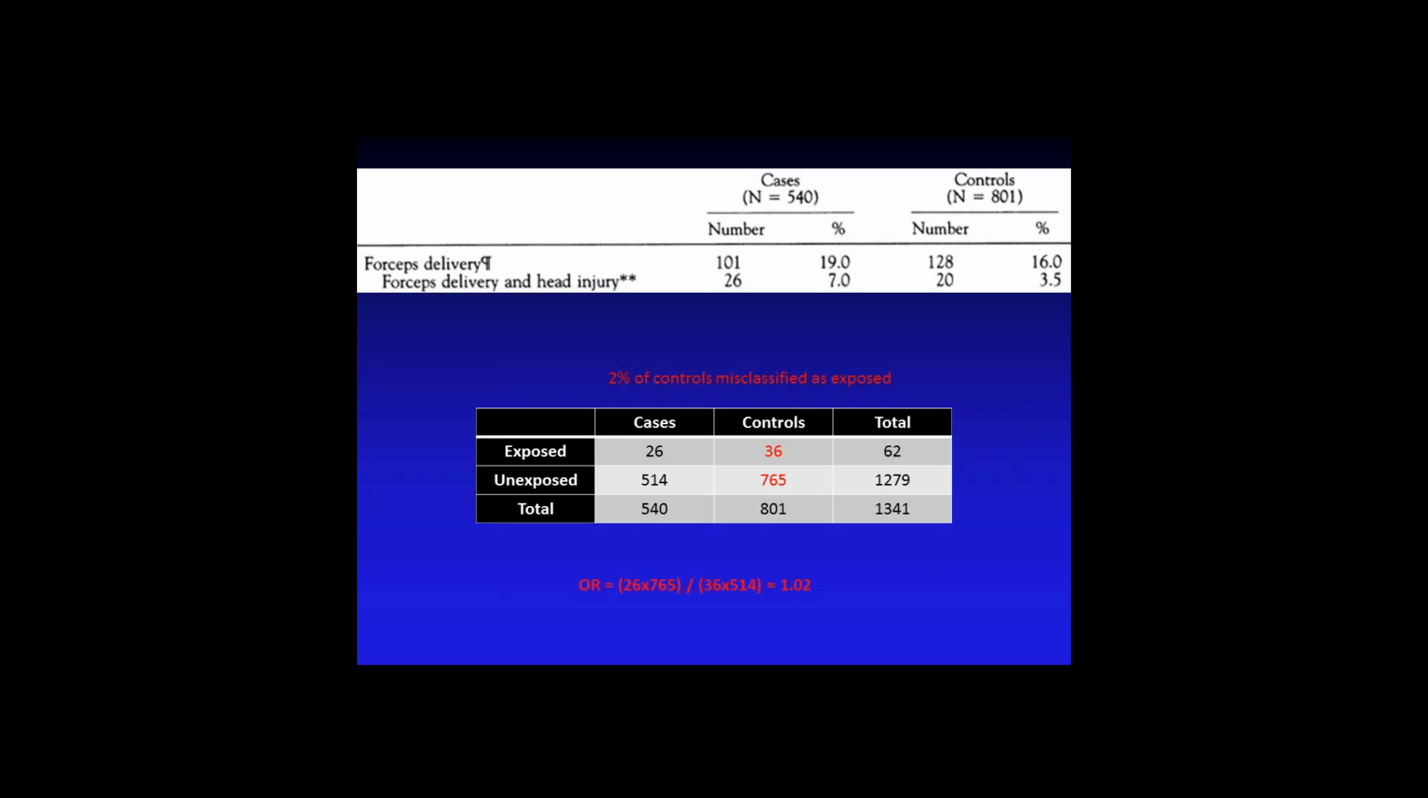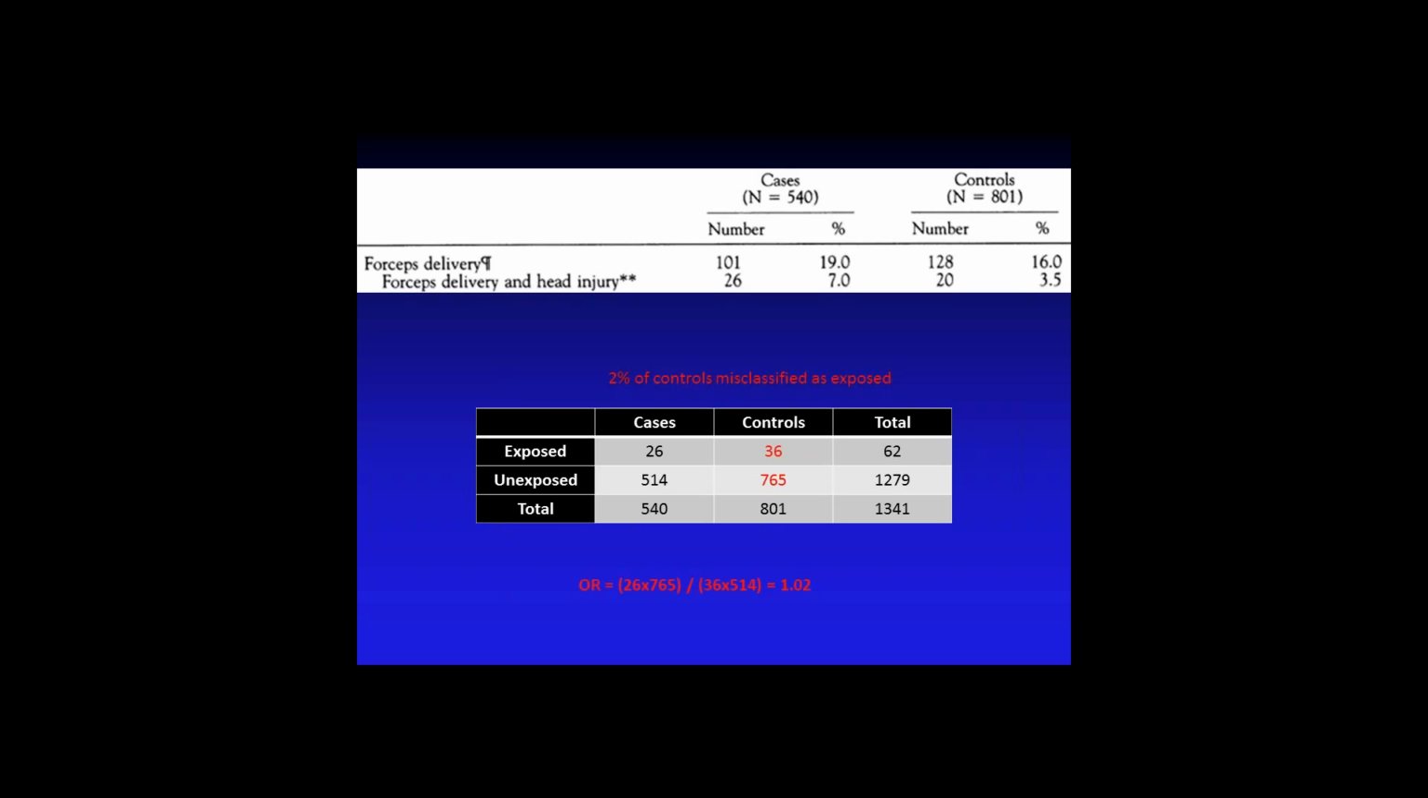In other words, if we could truly measure what the actual exposure status was, there's no effect whatsoever. But because there was a recall bias in the controls only in this example, it made it seem like an association actually existed when in fact none did. So in this particular case, this is a bad thing because now we're saying there's an association which only existed because there was this systematic bias that controls just happened not to accurately remember forceps delivery and head injury among their children.